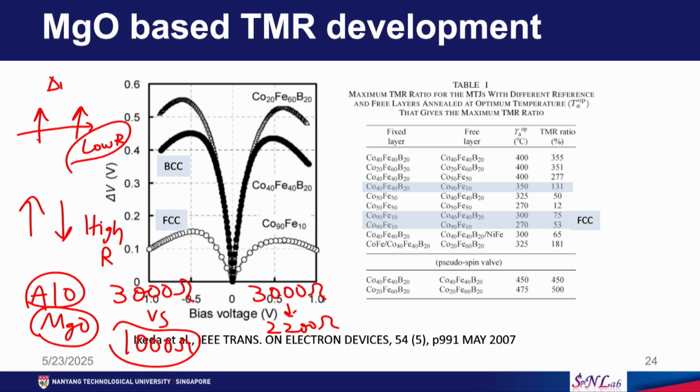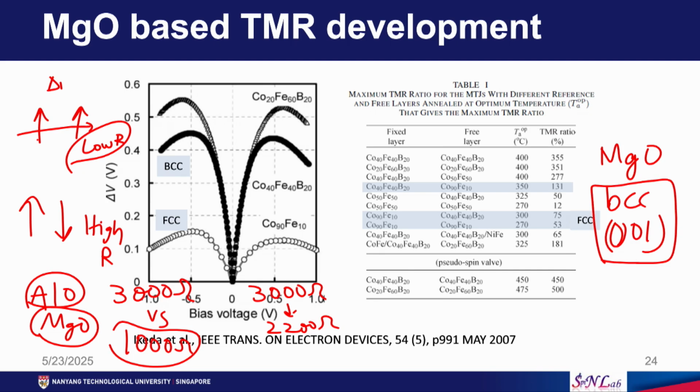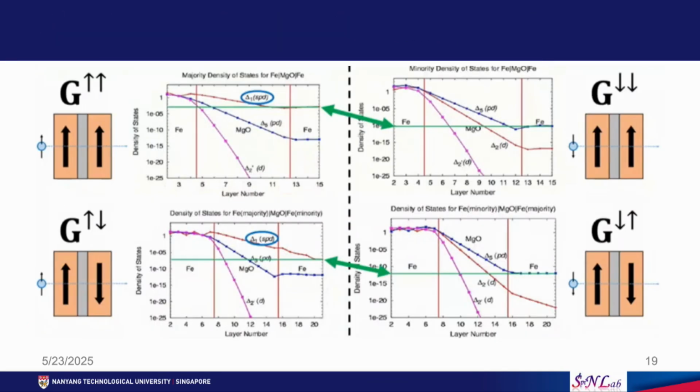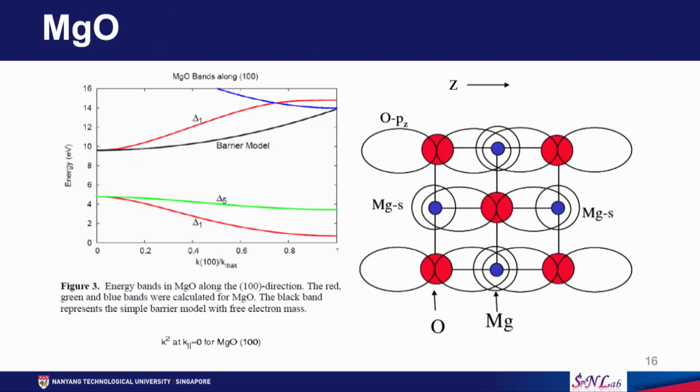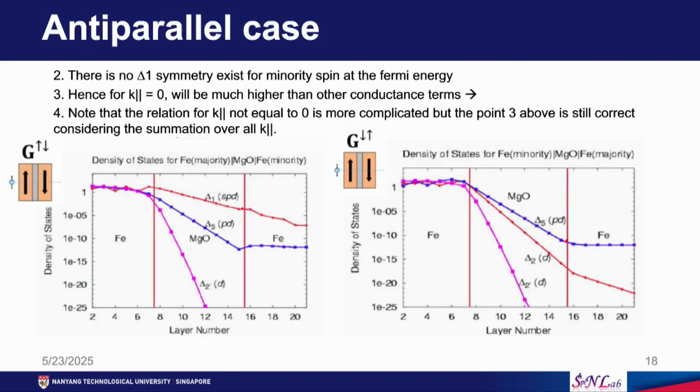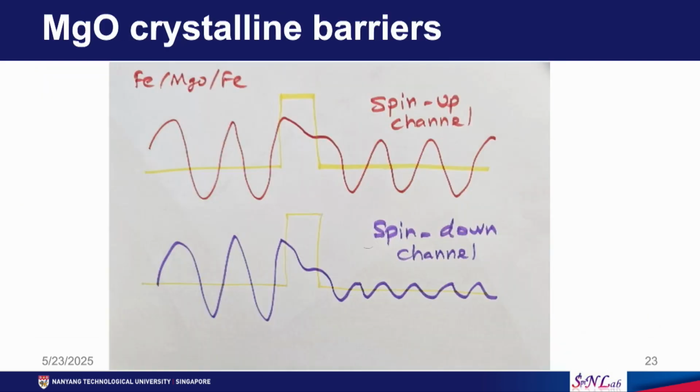So, that is the key result, and that is observed only when you have grown magnesium oxide in BCC 001 texture. Okay. So, this crystalline texture is important. All the calculations that I showed you before are based on magnesium oxide in the 001 texture. Okay, so now I will show you some experimental results to show that the magnesium oxide 001 is important.